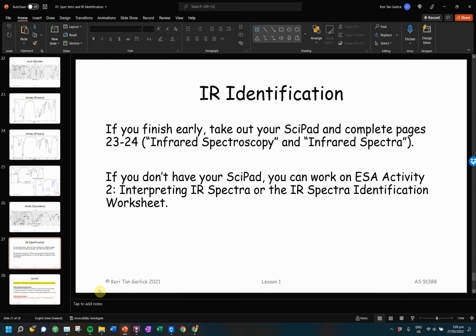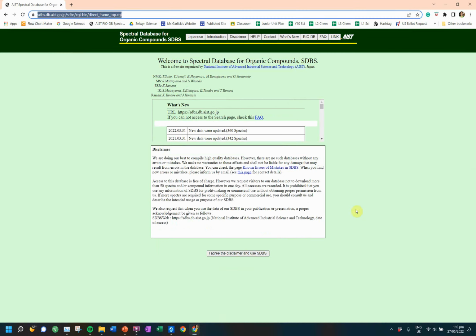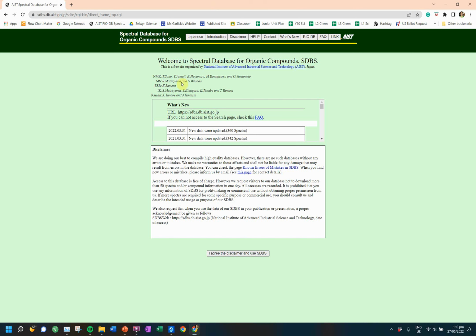Before you guys run off, I'll just recap today's lesson. We were looking at defining spec and also processing infrared spectra data. We will do more of this in our next lesson, so you know what is expected for the write-up in this section of the internal. Make sure you do some of those SciPad pages. Also, I've linked this website, because Hannah, you were asking me about looking things up. You can look up any molecule and see its IR, so you can get a variety of what it might look like.